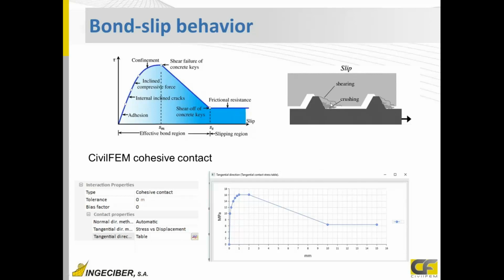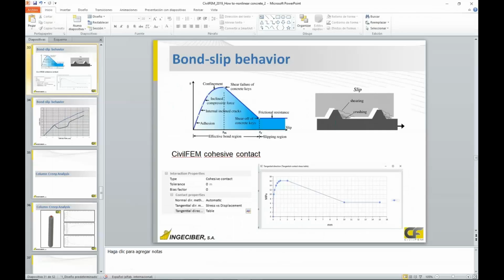Then some cracks start and some crushing zones start, and so we will have this behavior like cracking and failure of the concrete keys between corrugations. And then once they fail, the only thing between reinforcement and concrete is friction. So the way to add this into CivilFEM is adding cohesive contact between the rebars and the concrete. So I added this behavior with this table.